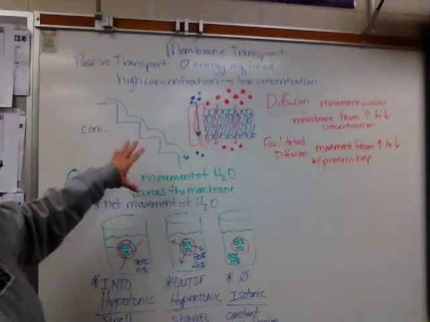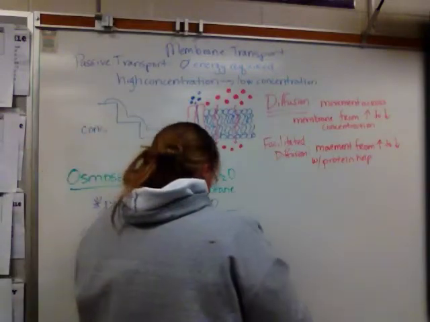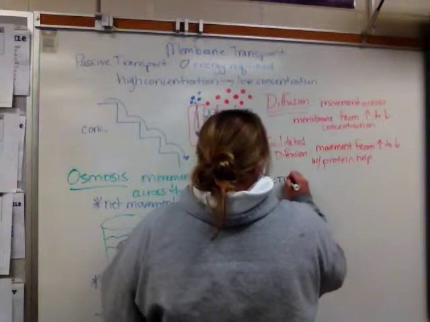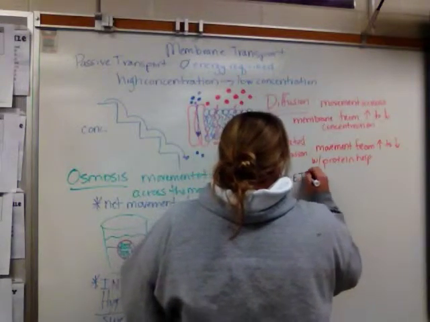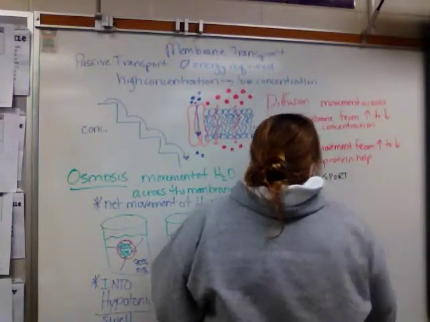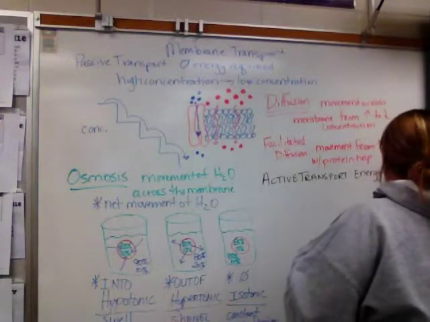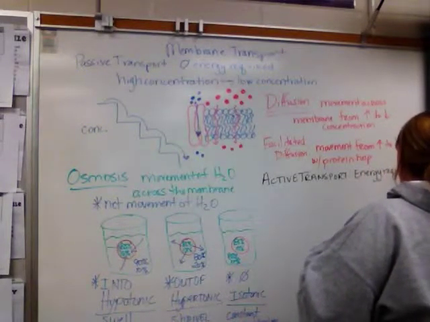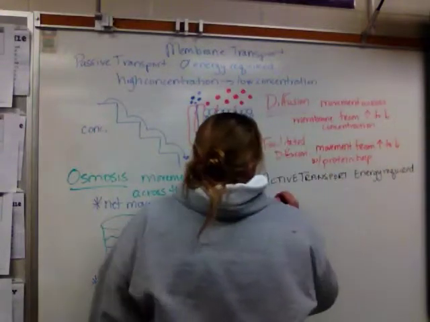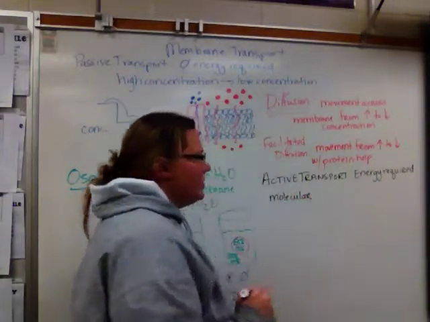No energy required. Okay, there are two types of transport that we call active. So I'm going to write those over here in the corner. Okay, I want you to remember that active transport is the opposite of passive, and so that means energy is required. And like I said before, there are two types. Okay, the first type is going to be on the molecular level. Okay, so we're going to be moving molecules.